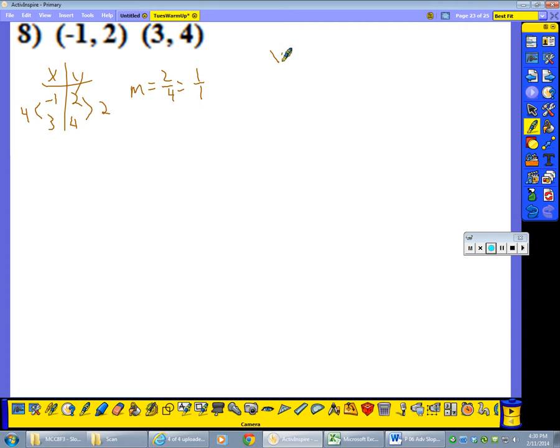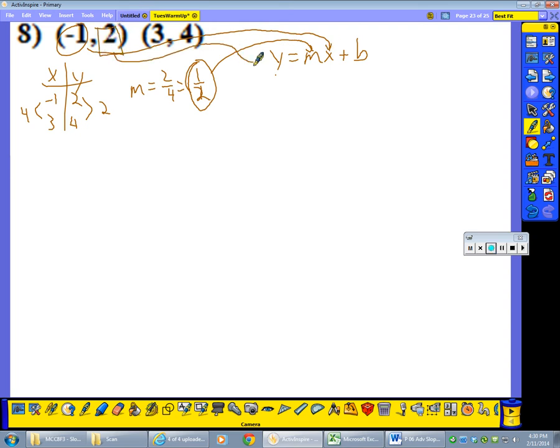And now I'm going to use y equals mx plus b to sub in. Let me make sure I write that as a half. My slope goes in for m. I'm going to use these values right here. This is going to go in for x, and then this right here is going to go in for y. So now my equation looks like this: 2 equals 1/2 times -1 plus b.